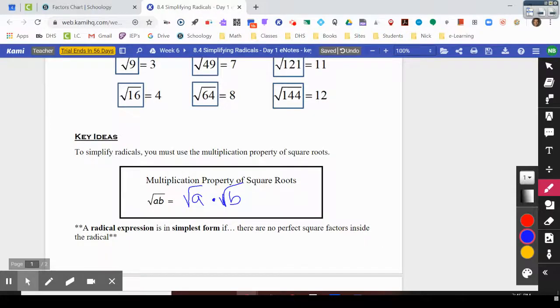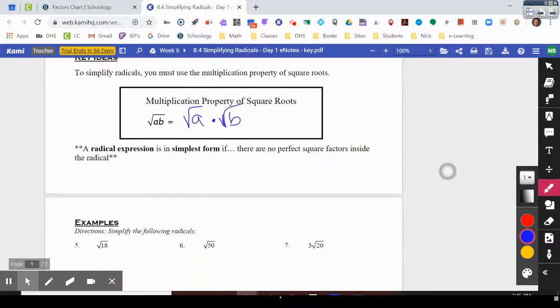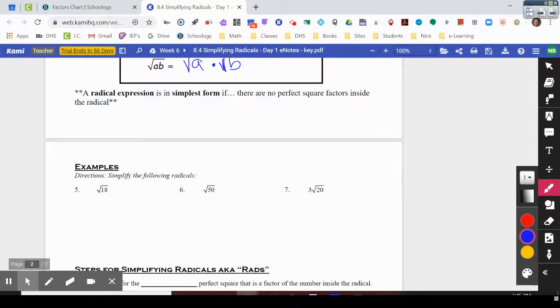All right, so a radical expression is in the simplest form if and only if there are no more perfect square factors inside the radical. I'll talk more about what that means when we do these example problems here on page 2.